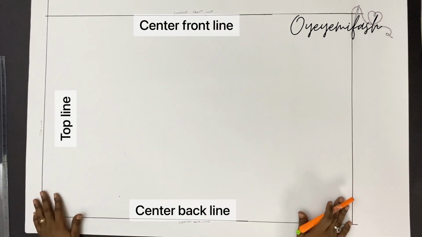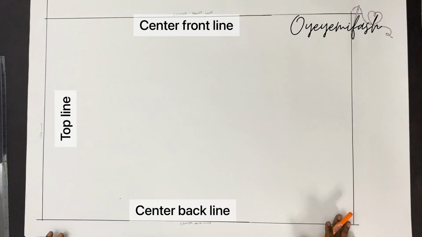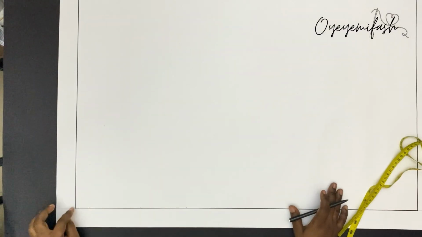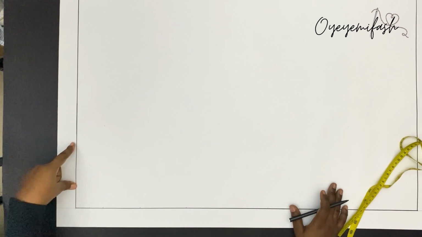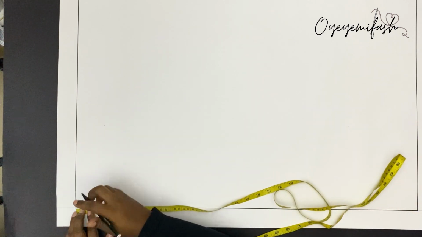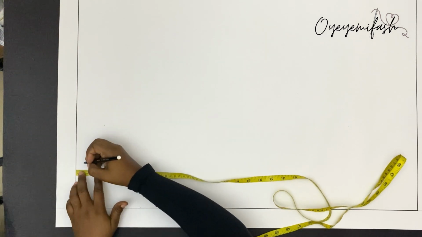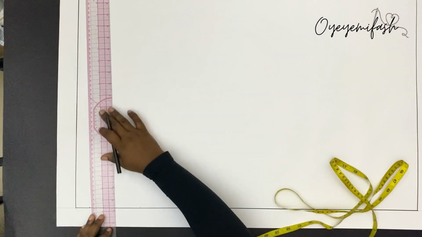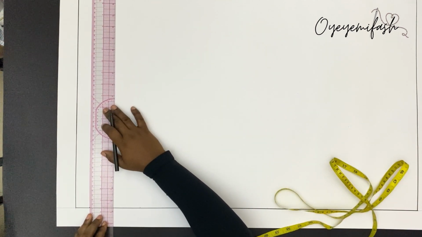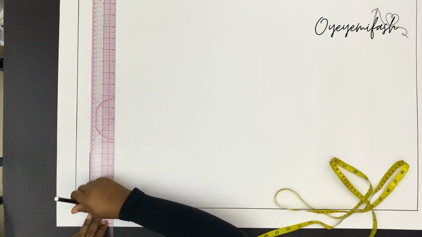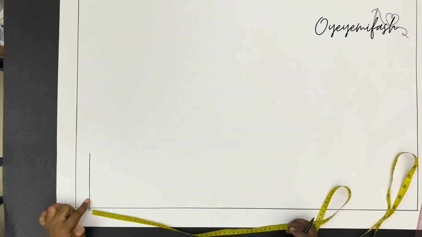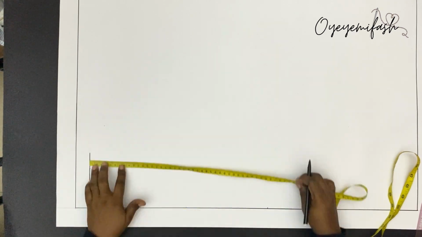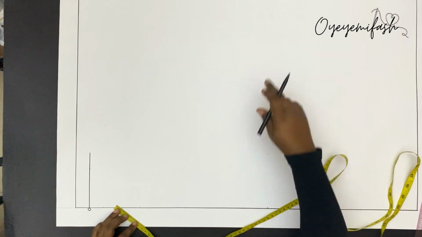Once we have our box drawn, we can now start drafting our pattern. Remember, at center back, mark 3 centimeters below the top line, and rule a short perpendicular line towards center front. Label this point O. From point O, measure the nape to waist measurement and mark as waistline. So this line will be taken across to center front.